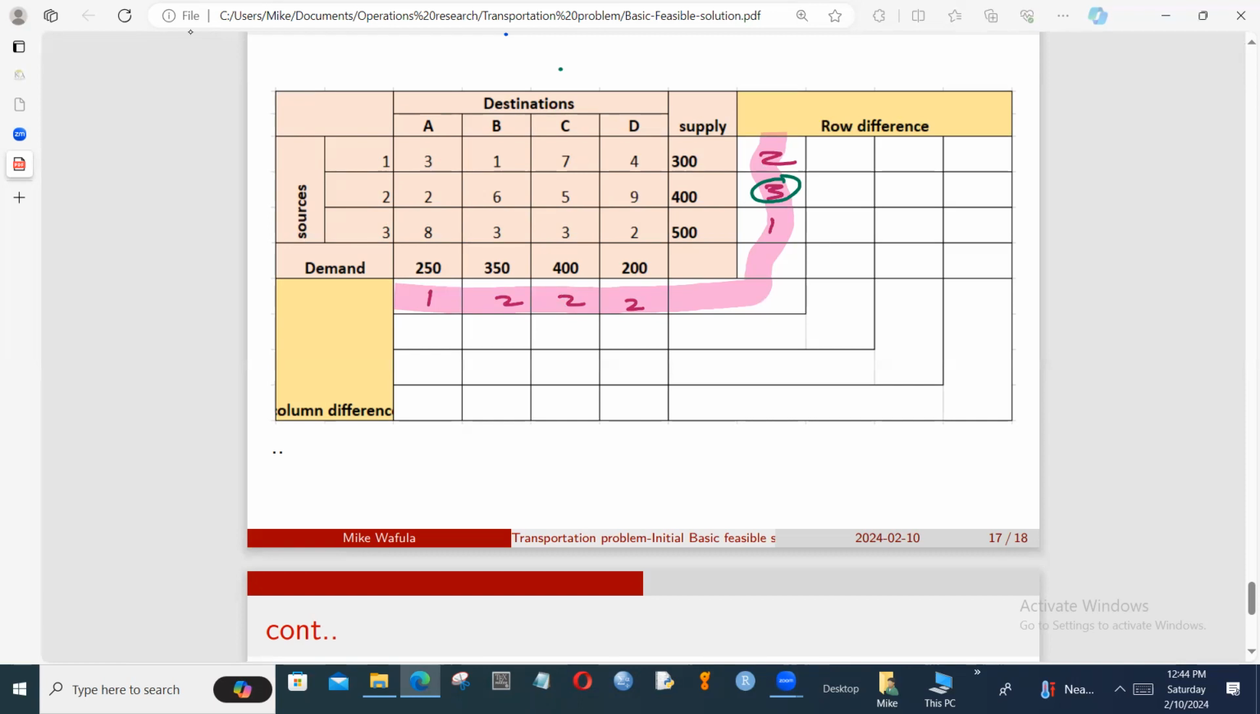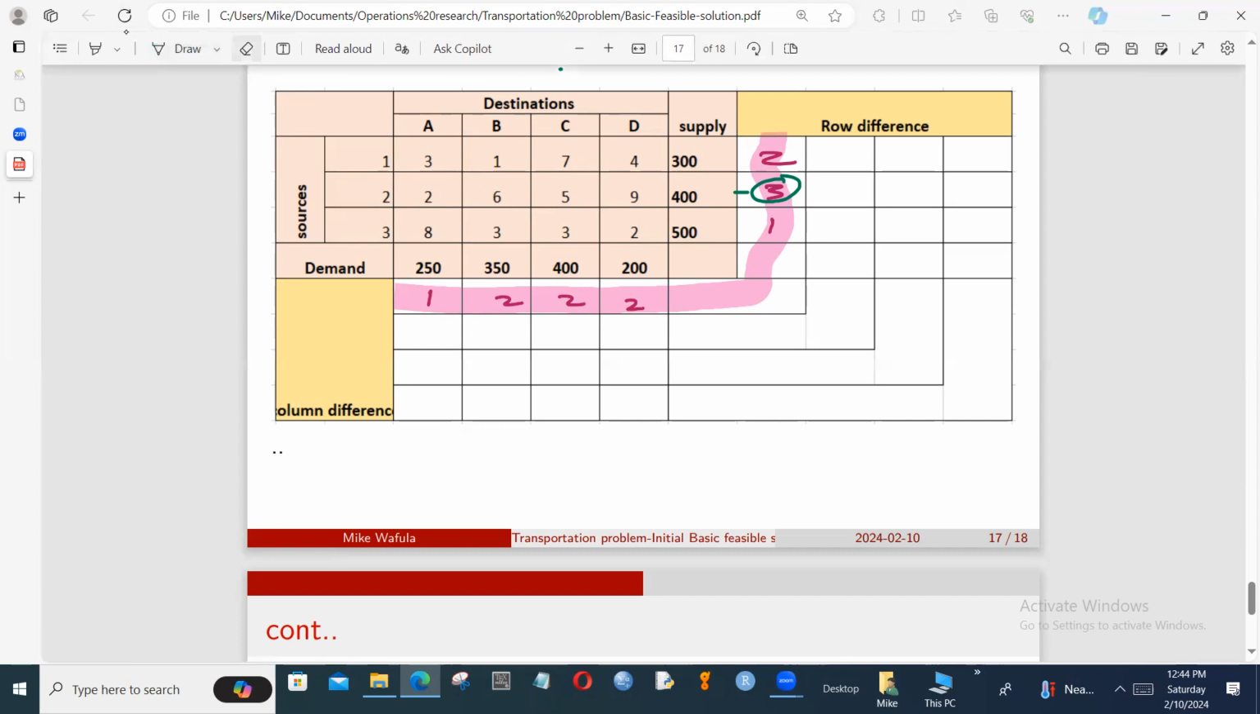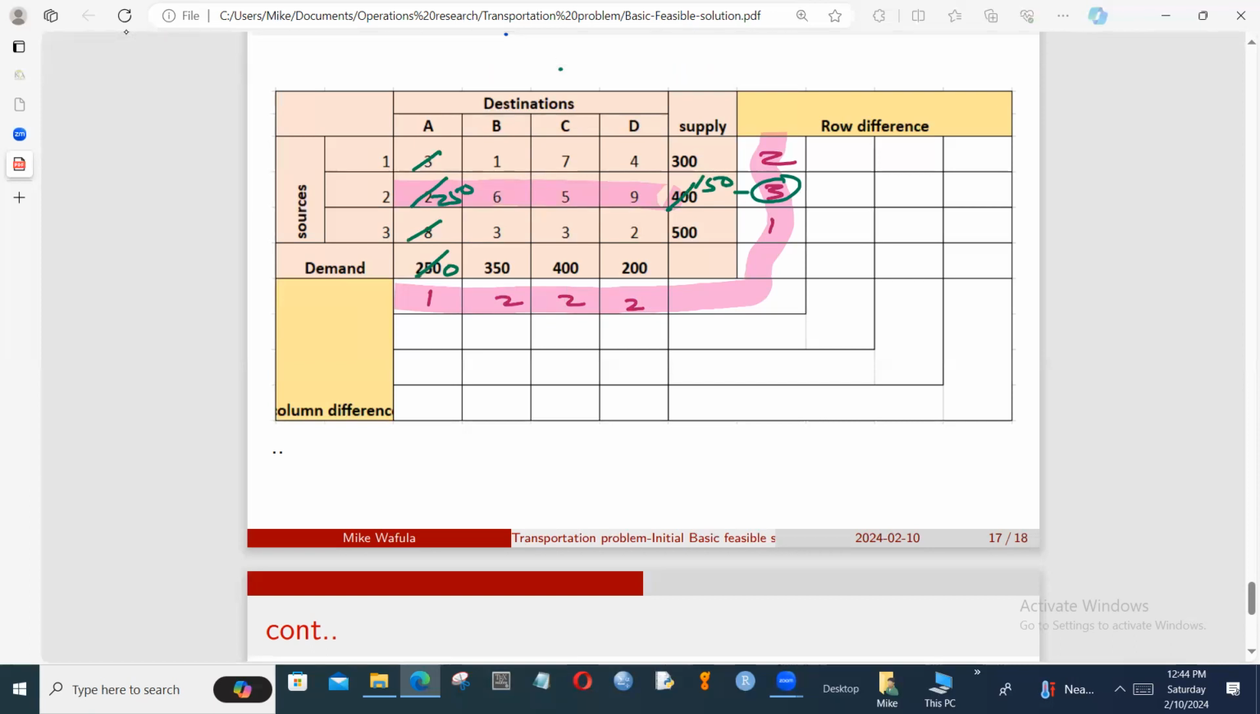So in this case, we check the best cell in this particular row that corresponds to that 3. That cell is this one of 2, and that is the one we are now assigning. So we check the row total and column total, 250 and 400. 250 is actually the smallest. So that means we assign 250 there, and we shall be done with column A or destination A. And this row shall be remaining with 150 more units to be assigned elsewhere.